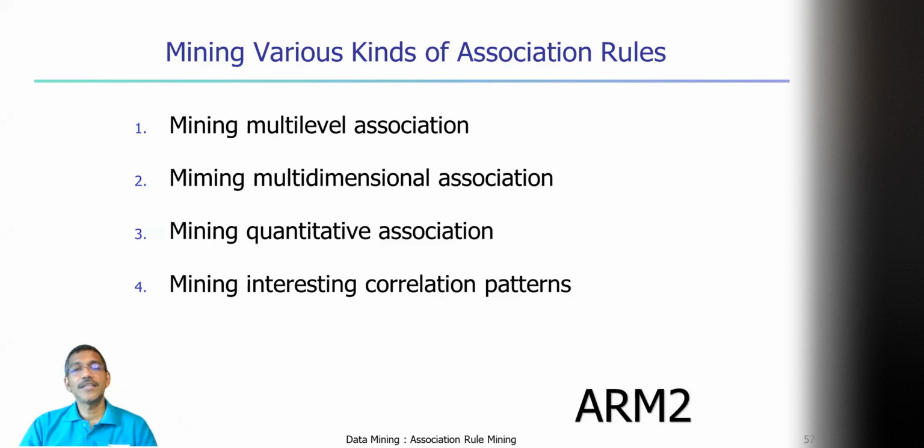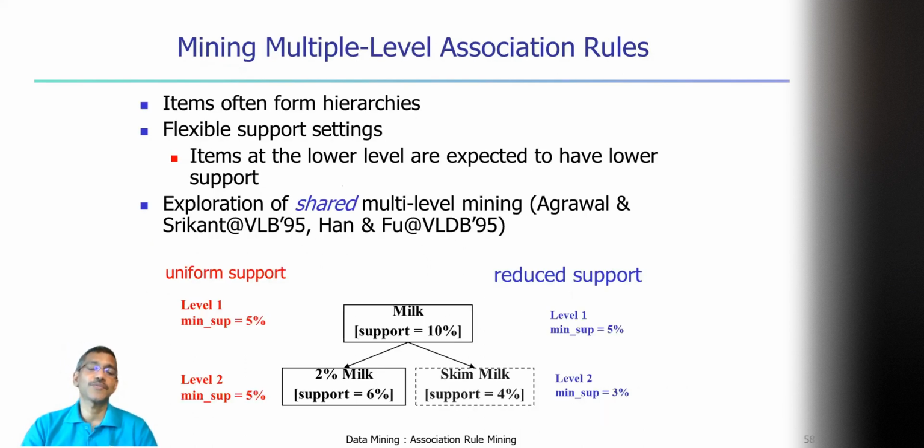So mining multi-level associations is one. We'll look at examples. The next one is mining multi-dimensional associations. There's a typo on the slide there. And then mining quantitative associations and mining interesting correlation patterns, right? So let's take each one of them and try to see what we are trying to say here.